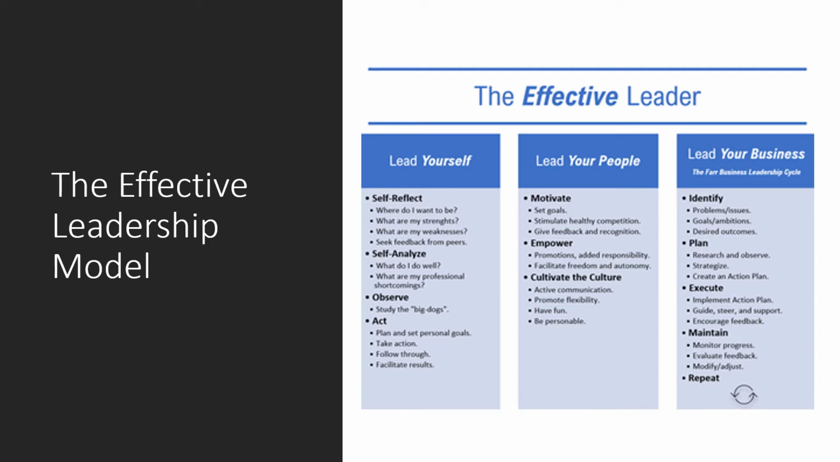Once you can lead yourself, you can lead your people. You need to motivate, empower, and cultivate the culture. Motivate: set goals, stimulate healthy competition, and give feedback and recognition where applicable. Empower: give promotions, add responsibility, facilitate freedom and autonomy. Then you have to cultivate your culture: encourage active communication, promote flexibility, have fun, be personable, and show that you're human, because people want to follow a human, not a robot.